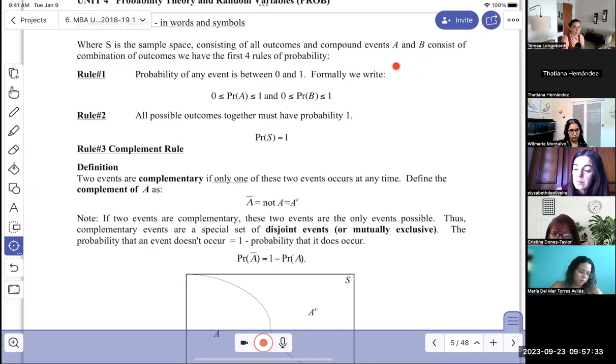So I just use A and B as combinations of the simple outcomes of the sample space. Then any probability, A or B, its probability will be between 0 and 1.